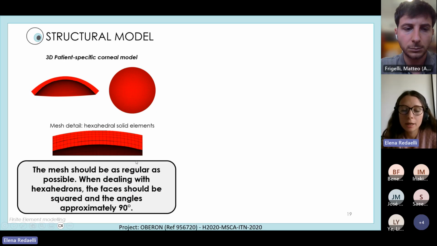You can see here a detail of the mesh, and in this case we used a hexahedral mesh. The regularity of the hexahedral mesh means that the faces of the hexahedron should be squared, and the angles should be approximately 90 degrees.